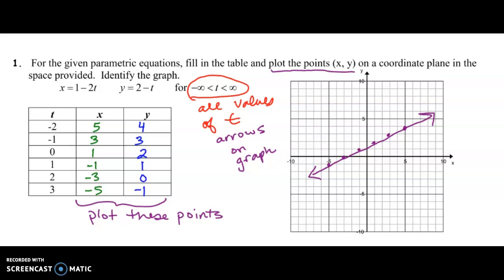We do the same thing to find the y values. So we take negative 2 and substitute it into this equation. 2 minus a negative 2 is a positive 4, right? 2 minus a negative 1 is 3, and we can get the rest of our y values.